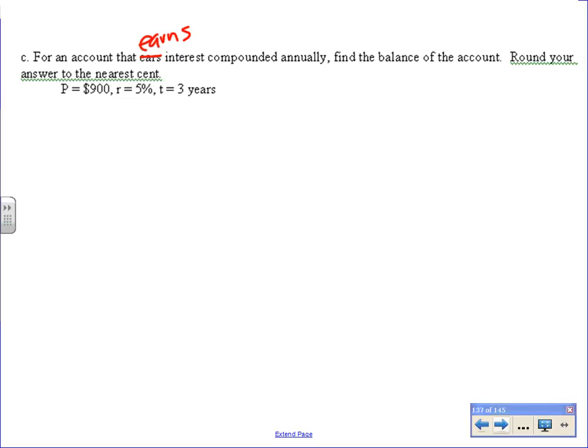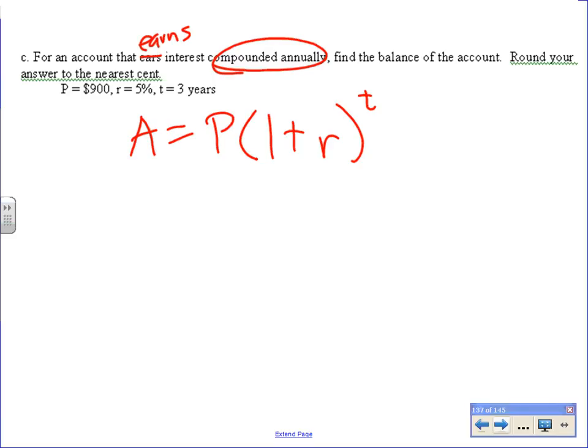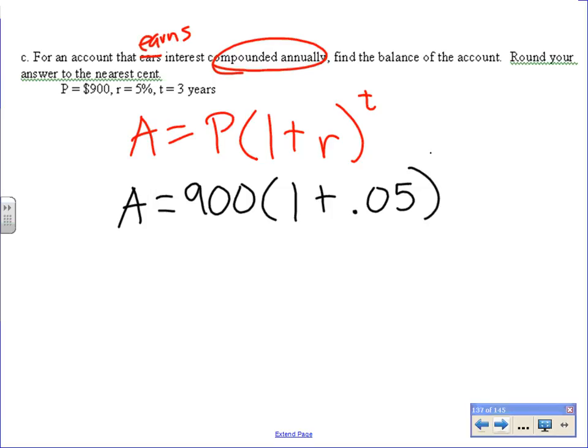So basically they give us everything. They tell us P is 900, R is 5%, T is 3 years. So we have account balance. We know it's compounded annually equals principal, in parentheses, 1 plus R raised to the T. If it's compounded, the T is floating up there. It's an exponent. Okay, so let's plug in what we know. We need to find the balance. We know the principal is 900. We know the rate is 5%, which is 0.05. Remember, T is always in years, but they give it to us in years this time.